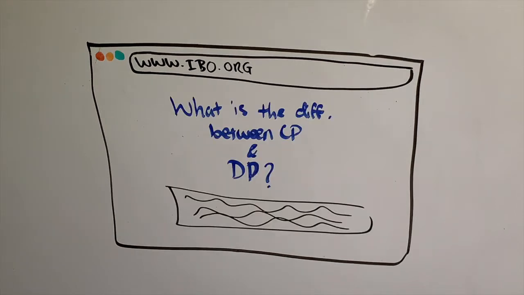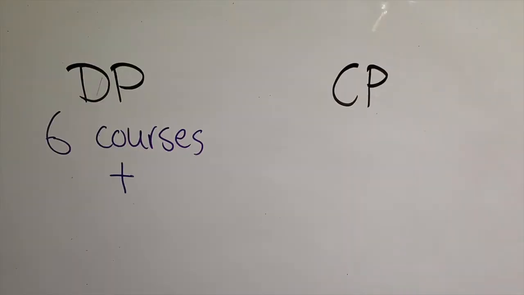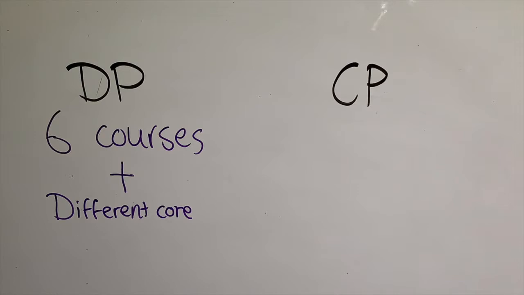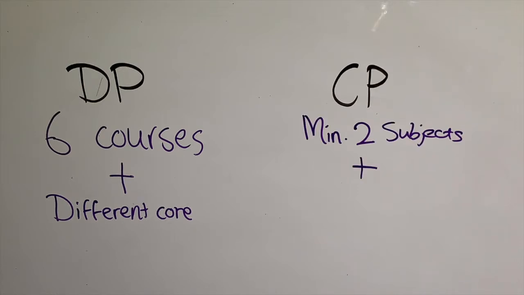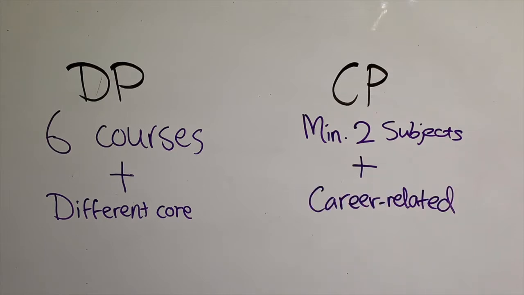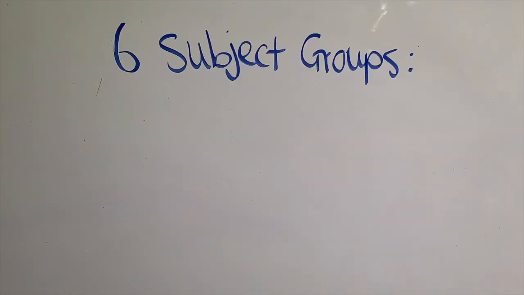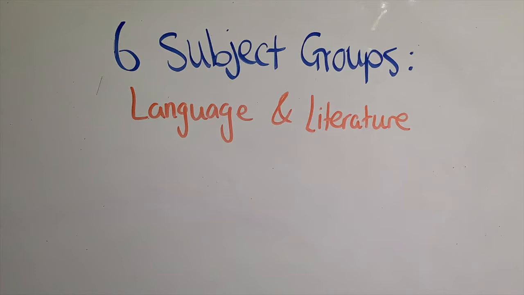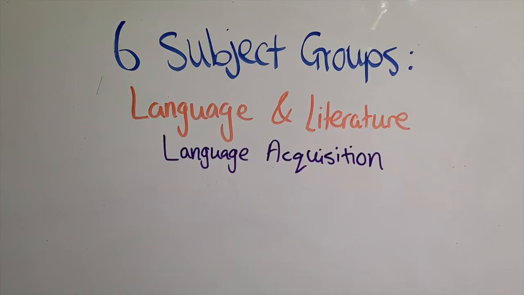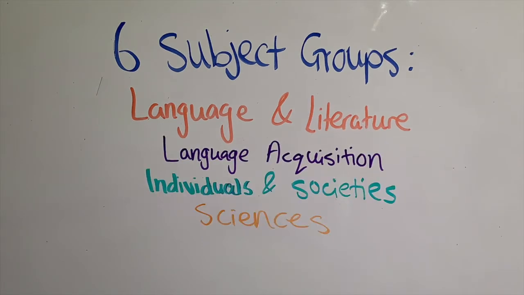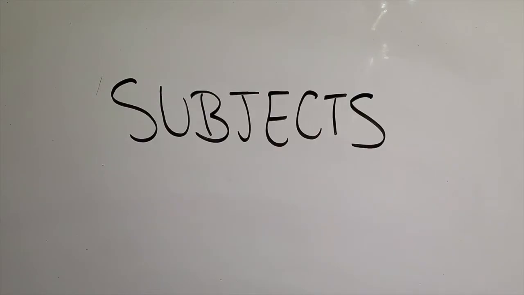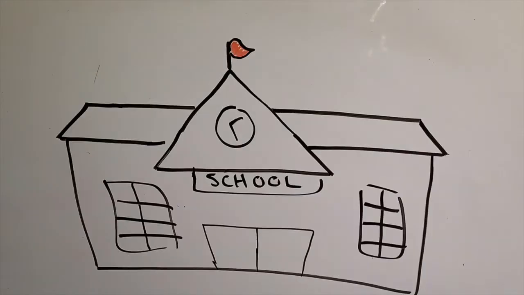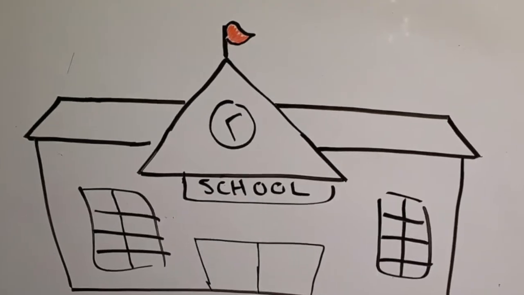According to the official IB website, the DP consists of 6 academic courses plus a different core. The CP requires students to study a minimum of 2 academic subjects and a career-related study. The 6 subject groups of DP are Studies in Language and Literature, Language Acquisition, Individuals and Societies, Sciences, Mathematics, and the Arts. The subjects available are dependent on your school and what they have to offer.